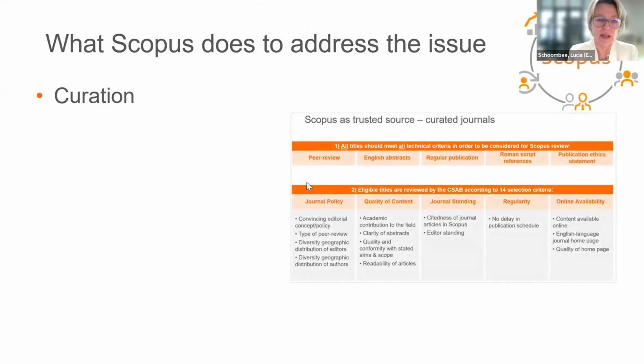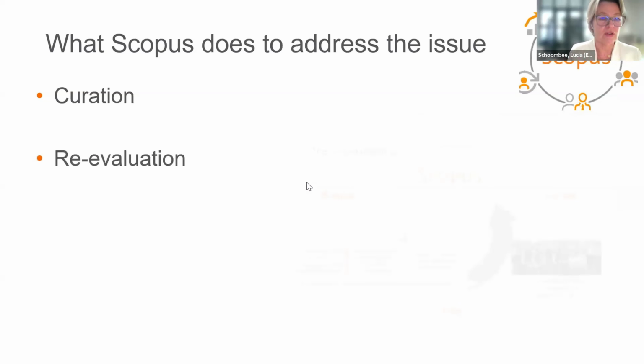to make sure that they comply with specific standards. As you can see on this little, I'm not sure you can read it, but I'll go through it again. So looking at very specific criteria, which we have identified are important for journals to be at a certain standard. So that's the curation process.